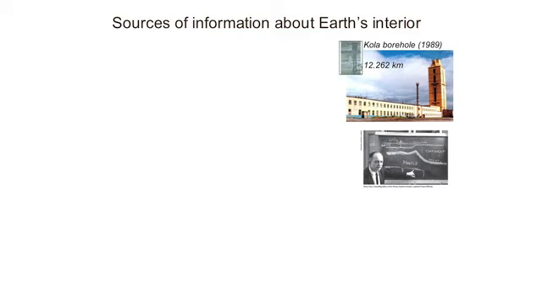So let's take the deepest drill core, that's 12.2 kilometers, and compare that to the radius of the Earth, which is 6,371 kilometers, roughly 4,000 miles. This is just a mere pinprick into Earth's interior. So how do we know what's deeper?